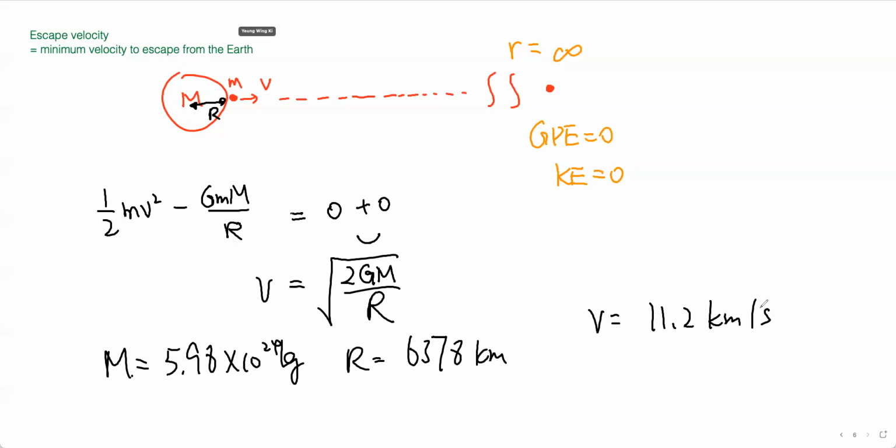So we have introduced the GPE, and also how to use it to solve some of the questions. Then let's go to the last quantity you need to know in this chapter, and then we can make a summary after that. So the last one is called gravitational potential.